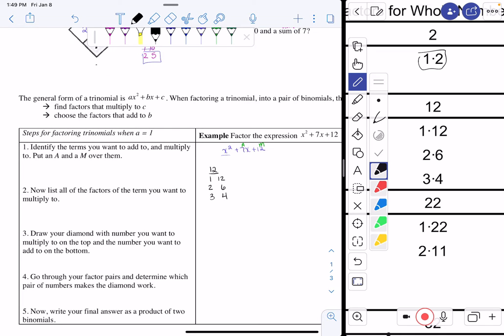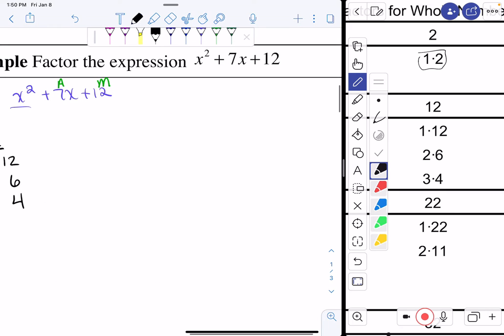Step 3, draw your diamond. Put the number you want to multiply to on the top and the number you want to add to on the bottom. So I'm going to draw my diamond, giving you a heads up. Mr. O'Sullivan has a degree in math. He does not have a degree in art. So he does not know how to draw a diamond perfectly. So he's just going to draw an X.